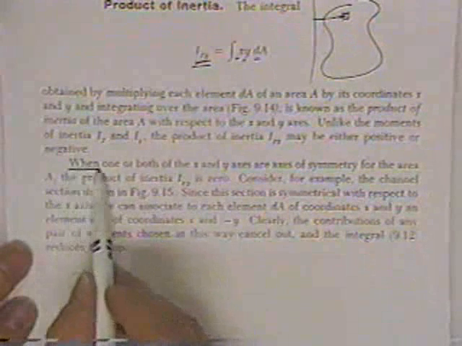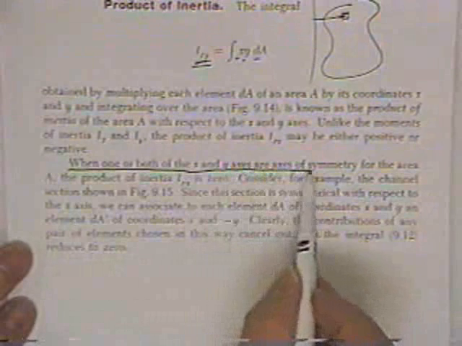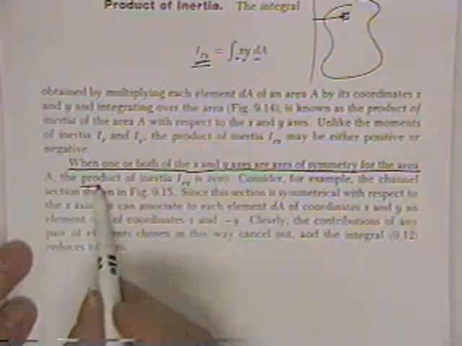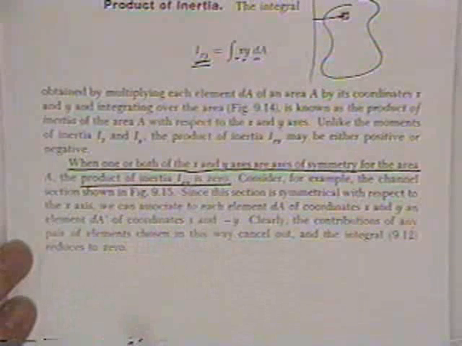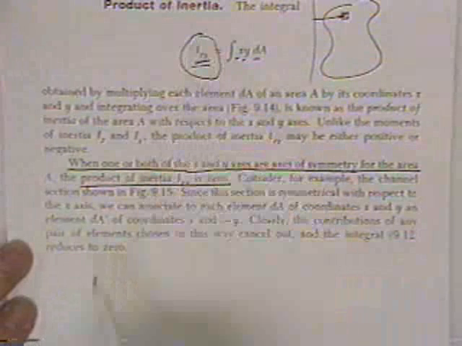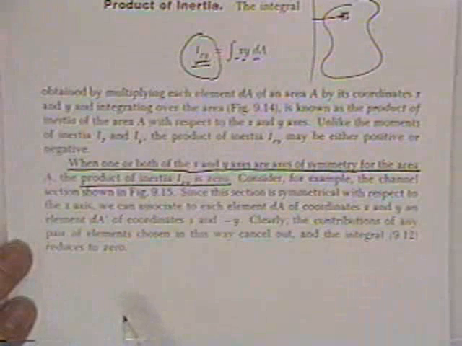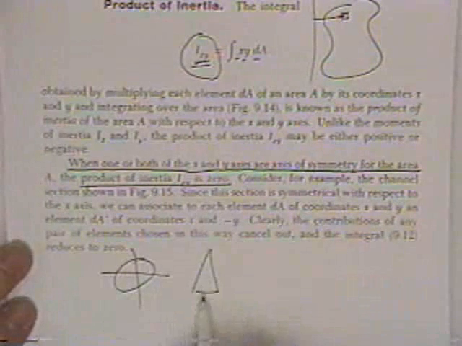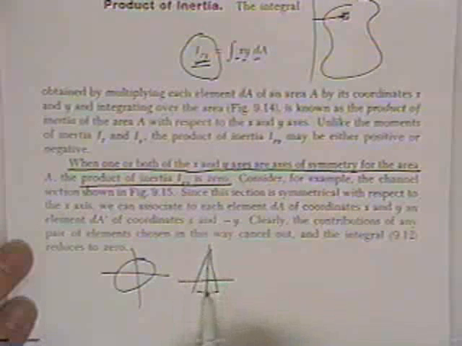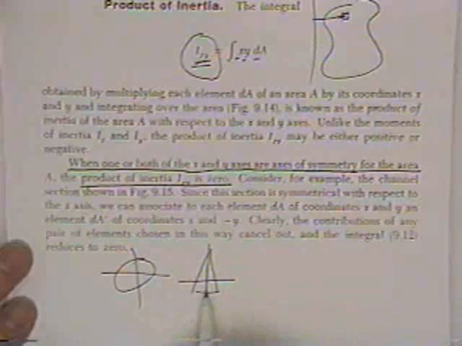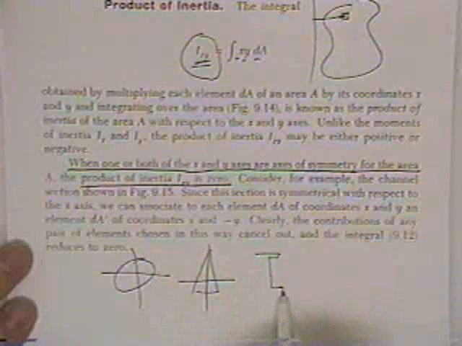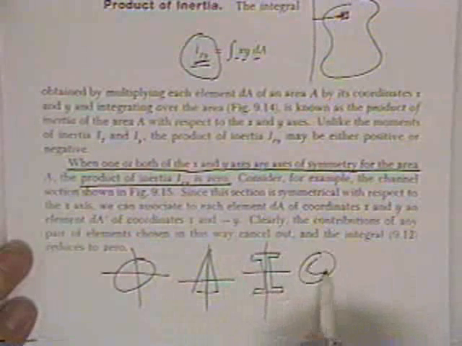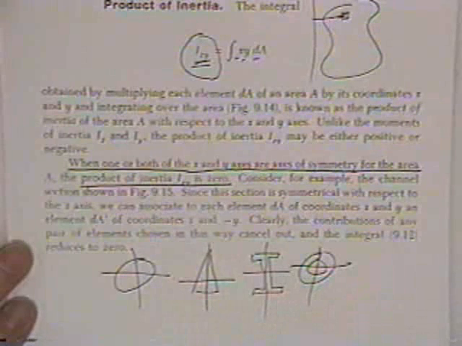So this is important. When one or both of the x or y axes are axes of symmetry, then the product is 0. What this term really measures is how far it is out of balance about both axes. So a circle, it's 0. A triangle is symmetric about one axis, and therefore I sub xy is 0. A wide flange is symmetric, so it's 0. A piece of pipe, symmetric, so I sub xy is 0.